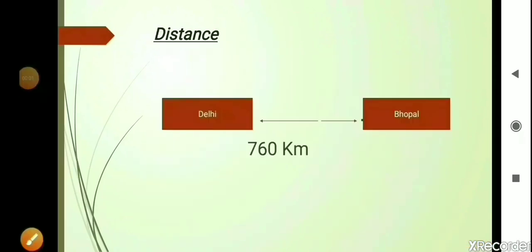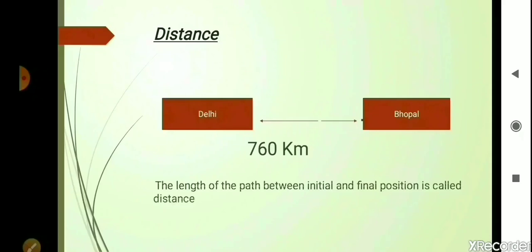Students, let's talk about distance. What do we mean by distance? Suppose if I tell you that the distance between Delhi and Bhopal is 760 km. Now what does this 760 km signify? This 760 kilometers signifies that a person who has to travel from Delhi to Bhopal has to cover some length which is equal to 760 kilometers. So this distance is nothing but the length of the path between the initial and final position. Now this is called distance.